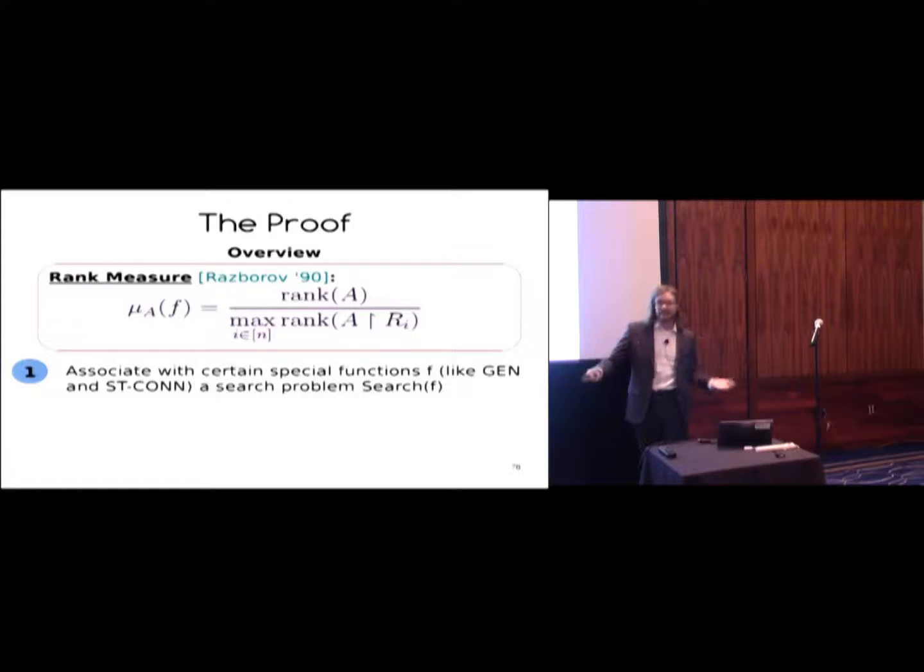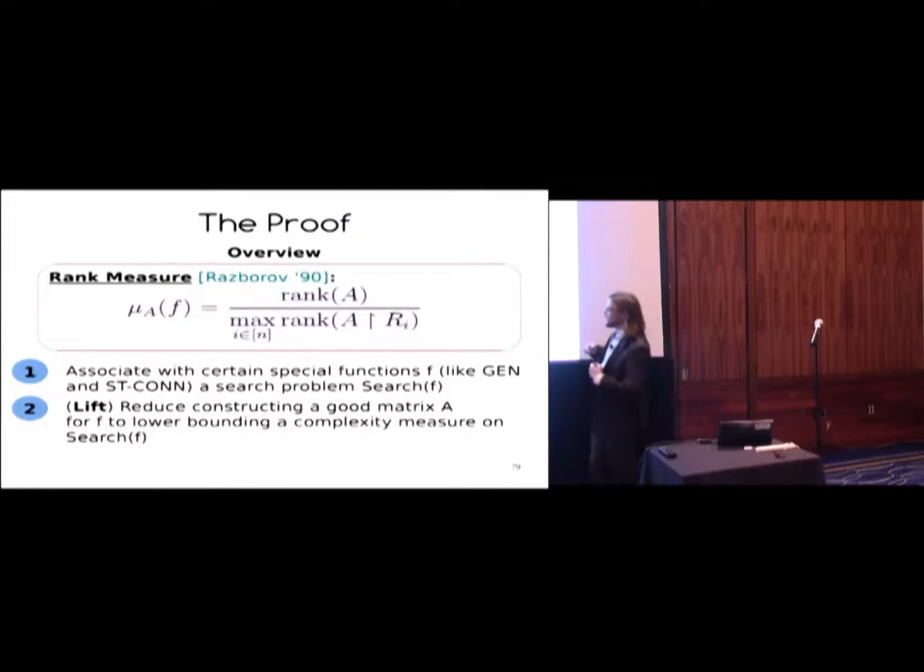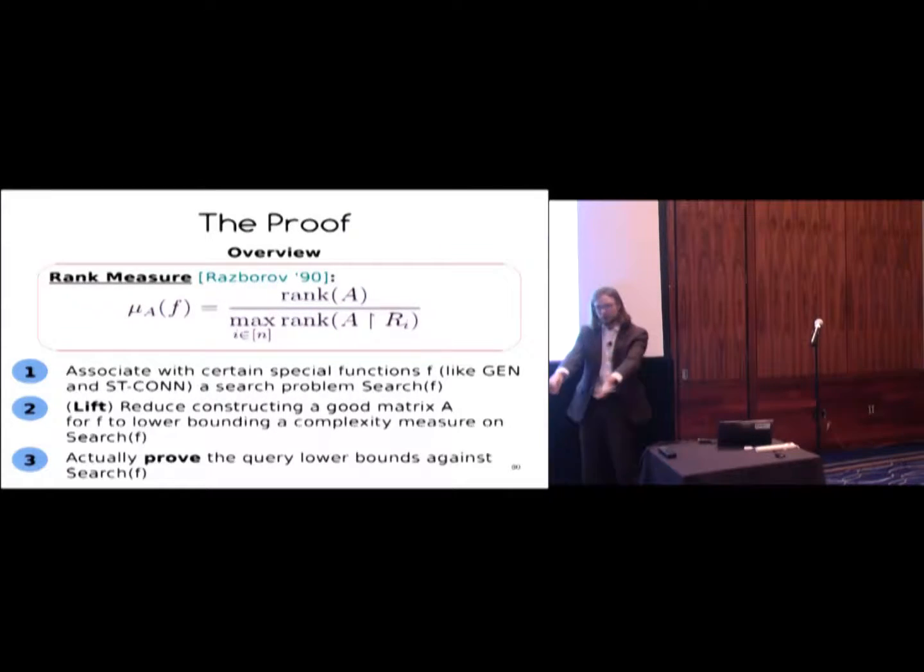For people in the know, for Gen, we get pebbling-like problems, and for ST connectivity, we get problems like the fork game, things like that, right? And now, what we're going to do is we're going to reduce constructing the matrix A to just lower bounding a complexity measure on this search problem instead. And then finally, we actually prove the lower bound on the search problem. So it's really simple in 3 easy steps, I guess.